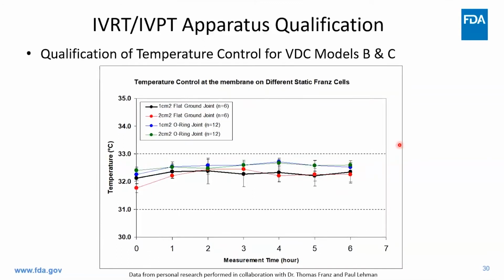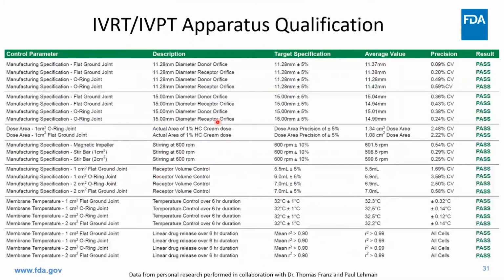So this is an example of the kind of qualifications that can be done at the outset. And then once your apparatus are qualified, then from that point forward, you've got your qualification documentation. You don't have to redo it every time you develop an IVRT method with that. Here's a broader set of criteria where, for example, I also talked about the stirring rate. So we would look at the actual magnetic impeller as well as the stir bars spinning in our different size diffusion cells. The nominal target was 600 RPM plus or minus 10%.